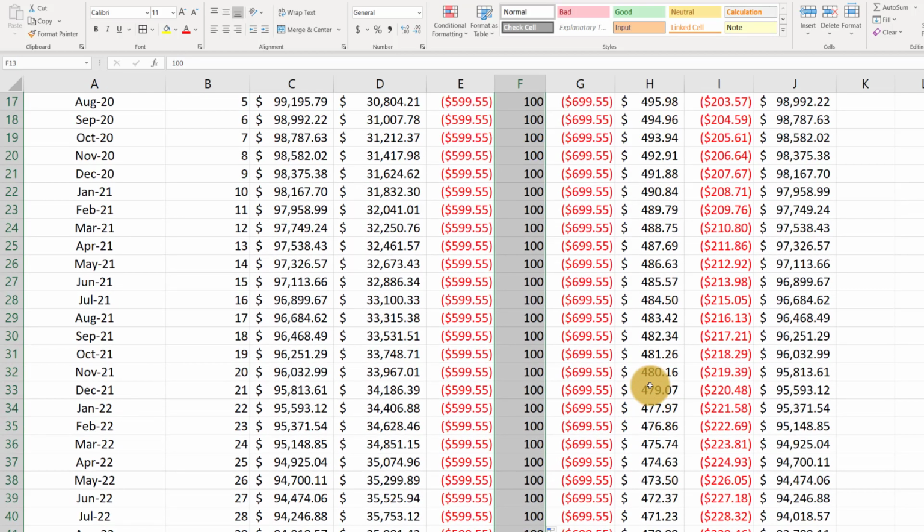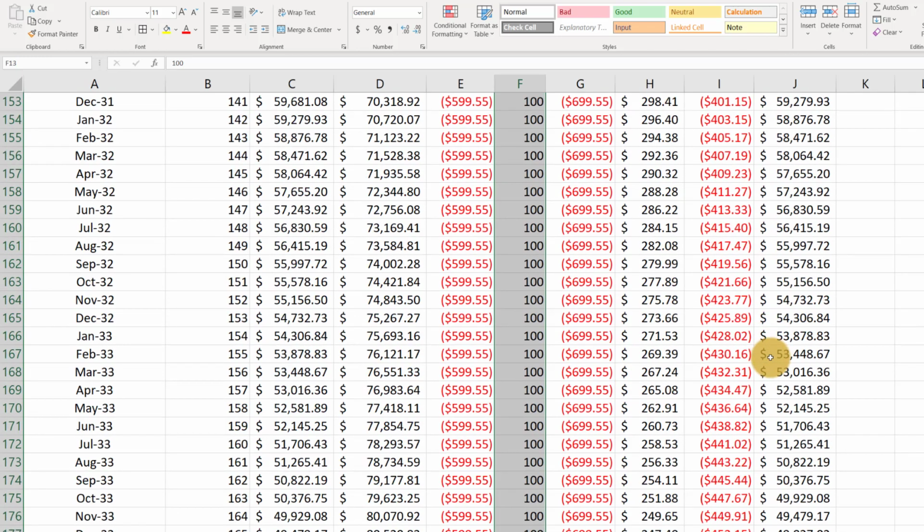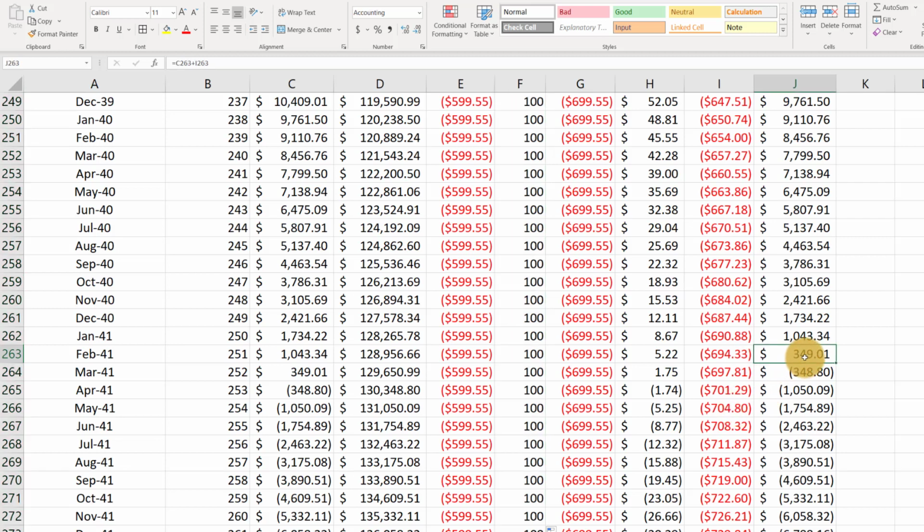How much faster could we pay off this house? Let's go down until we see 0. Looks like we would pay it off at around the 252nd month. So instead of it being in the year 2050, it'd be the year 2041. We'd be paying it off 9 years earlier by making a $100 extra payment every month.